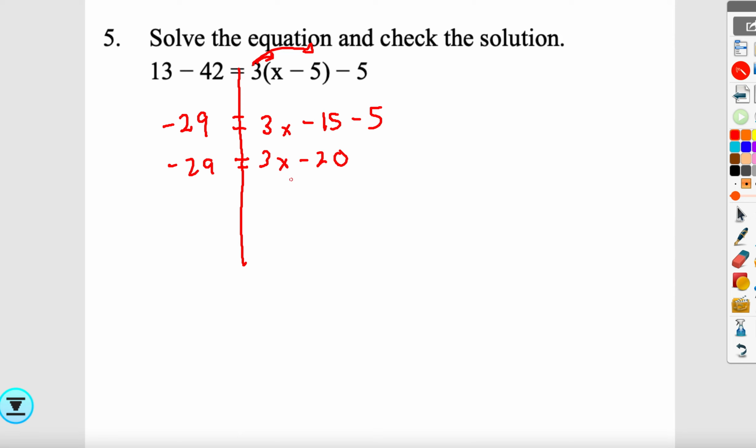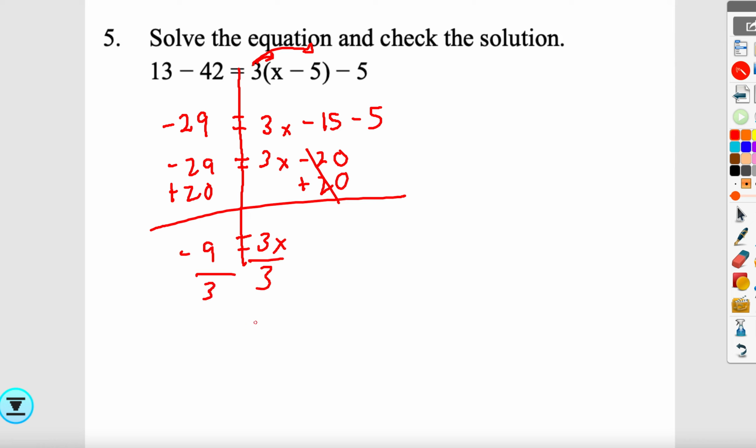And here we are. Go ahead and add 20 on both sides. These cancel out. We get 3x equals negative 9. Divide both sides by 3. And then we get x equals negative 3. So we're done here. Now, I want you to try to plug it in yourself.